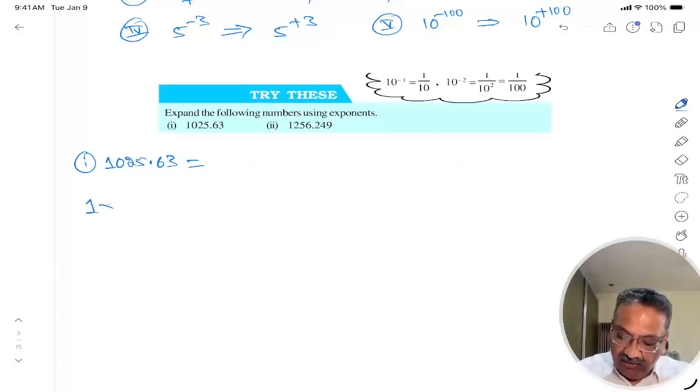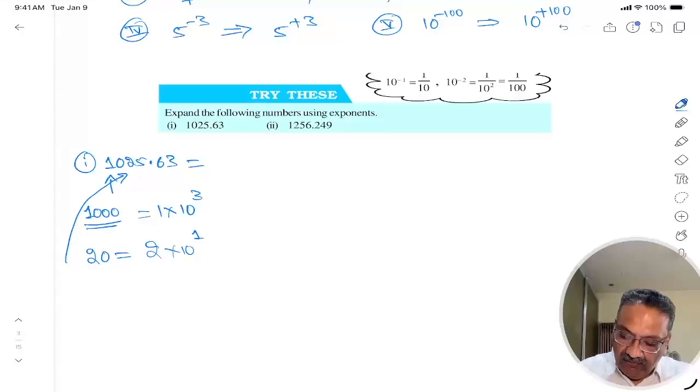After 1, how many zeros come? 1 is nothing but 1000. Correct? So 1000 means 1 into 10 to the power of 3. Similarly, 2, what place is there? 20. So 20 is 2 into 10 to the power of 1. 5 is what? It is 5 only. So 5 is 5 into 10 to the power of 0.